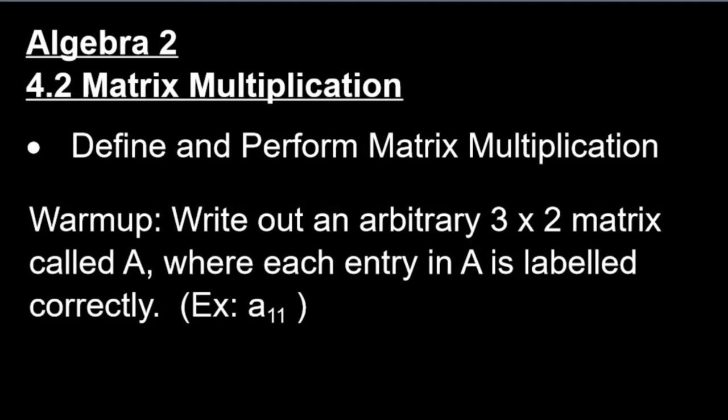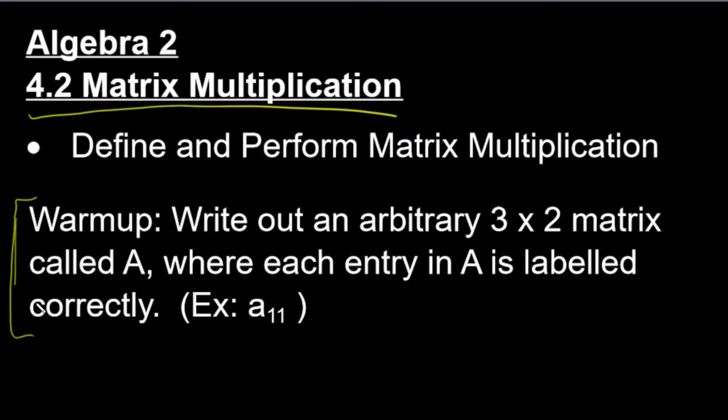So 4.2 is over matrix multiplication. And it is not something as simple as multiply all corresponding entries, like you might think. There is a specific way that it is defined and done, and this specific way is convoluted to say the least. It's a bit of a process. So 4.2 matrix multiplication. Now this warm up is going to be important for us.